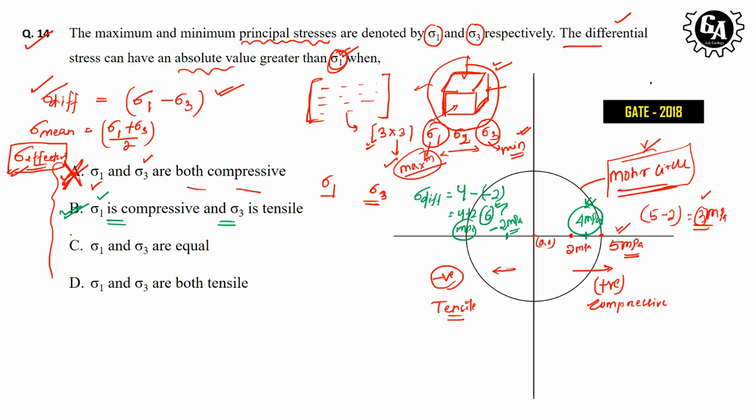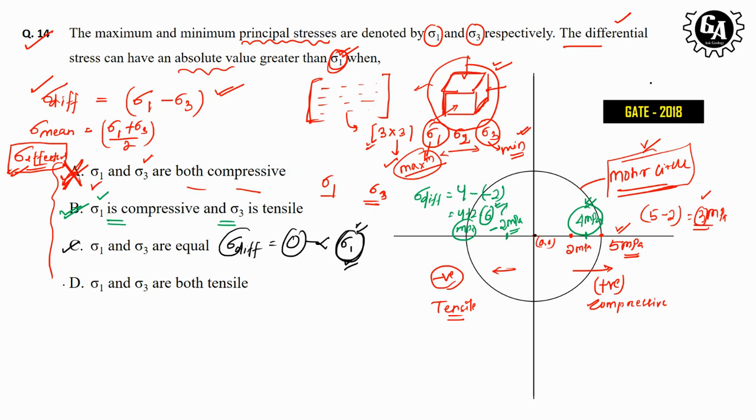Now for C, sigma 1 and sigma 3 are equal. If both are equal, then what will be the differential? Equal minus equal, that will be 0. It will be present at this point. Or this will be negative, or less than the sigma 1, the maximum principal stress, because it will have some numeric values.